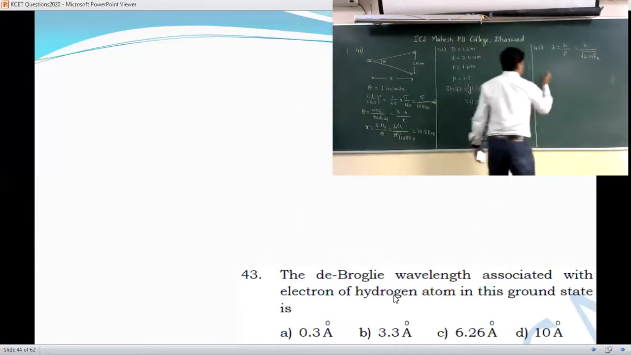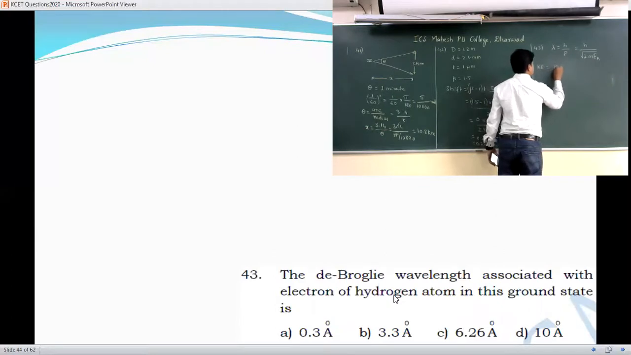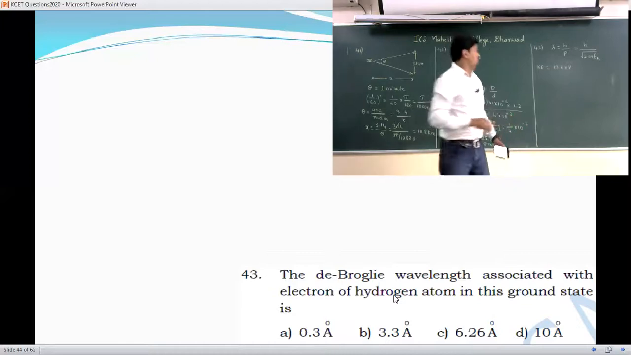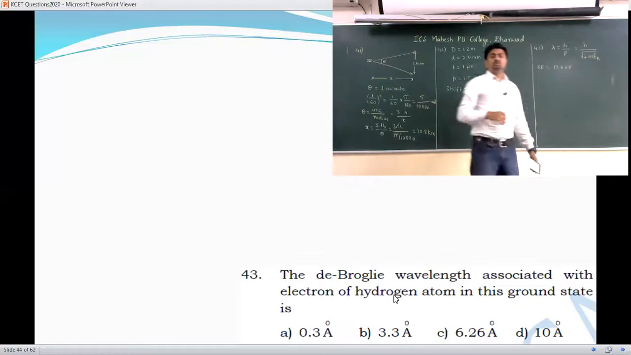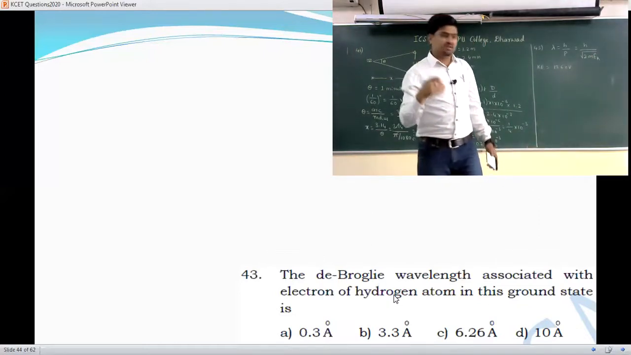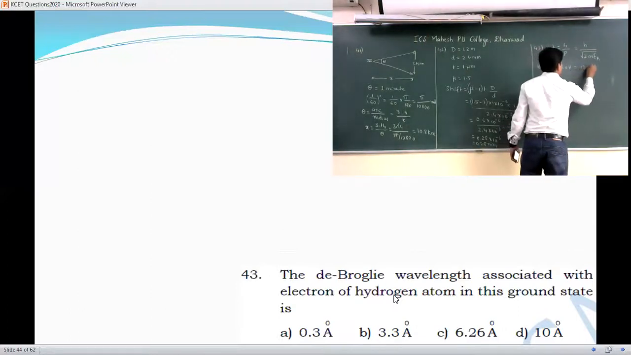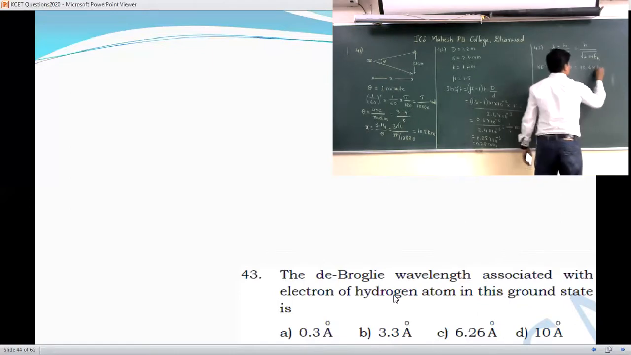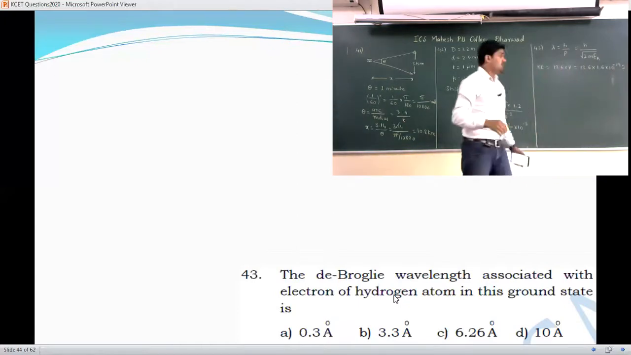So what is the value you are getting here? The kinetic energy at that point is 13.6 electron volt. But when you are substituting the values, h is 6.62 into 10 raised to minus 34 joule second. So you have to take it in SI units. This should be converted as 13.6 into 1.6 into 10 raised to minus 19 joules. It is converted into joules now. Now put the values.